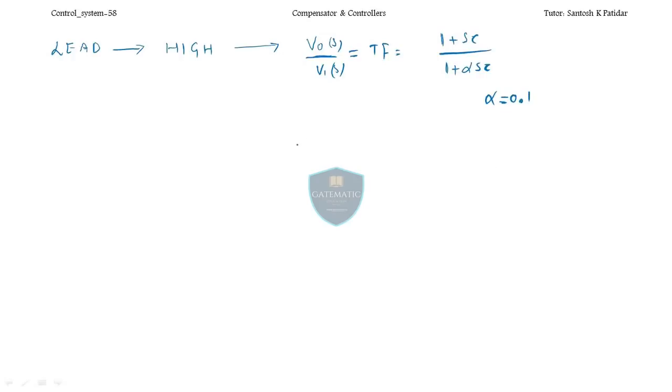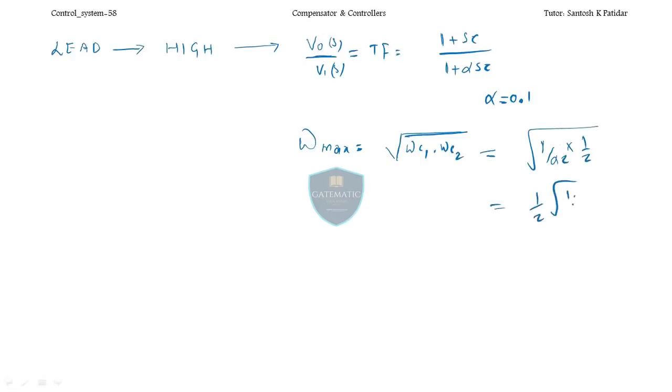And omega max is given by these two frequencies. Very easy, the square root of omega c1 into omega c2. In this case it's 1 by alpha tau into 1 by tau, isn't it? So 1 by tau you can take out, it will be the square root of 1 by alpha, and you will get phi max also. So phi max will be sine inverse of 1 minus alpha divided by 1 plus alpha. So this is all about this class.